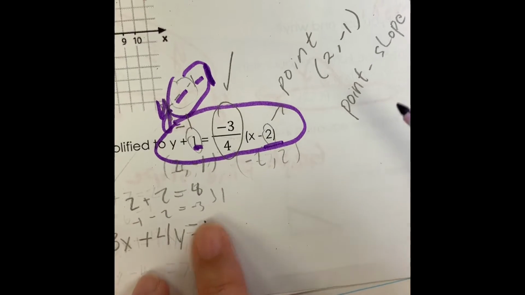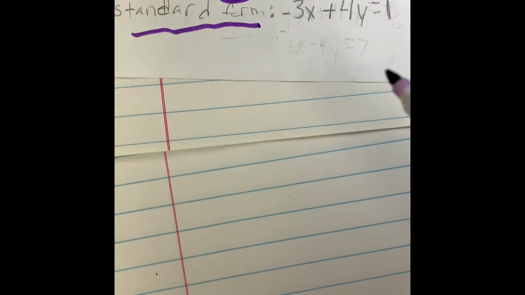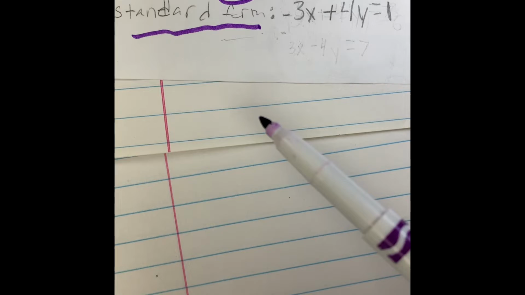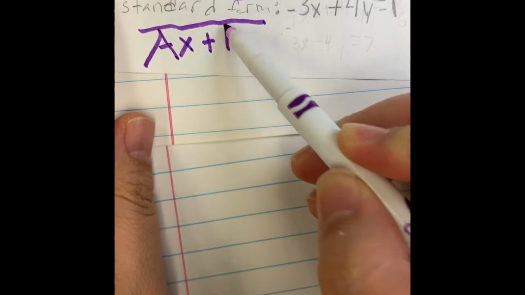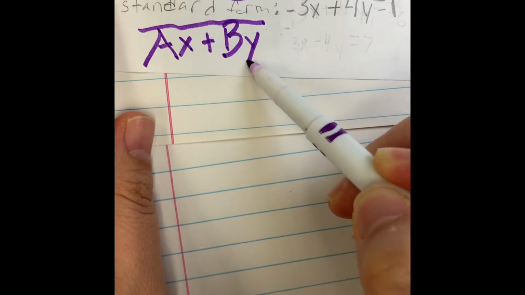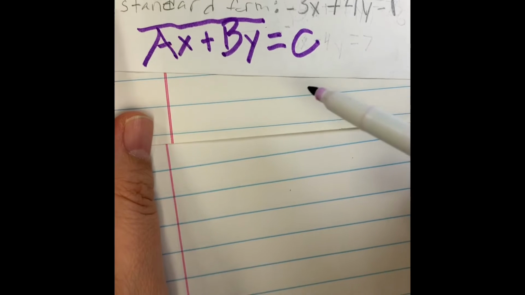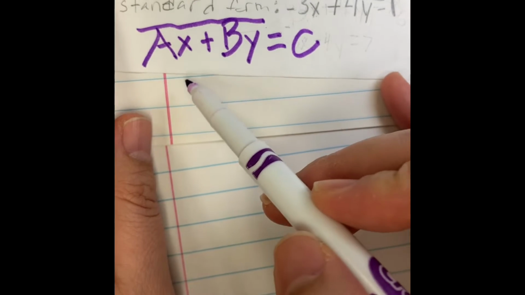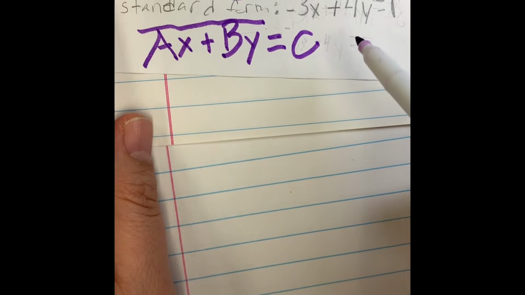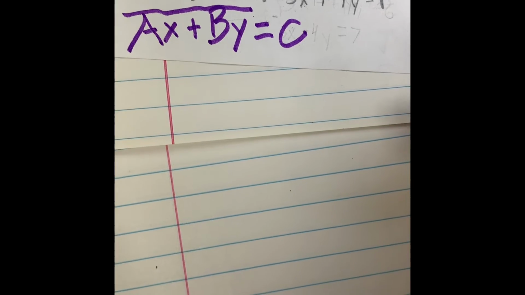Good. Now my question is, you have standard form. What is the basic form for standard? Ax plus by equals c. Thank you. So a, b, c could be integers, right? Can I have fractions or decimals for a, b, c? You could have, but you just cannot call it standard form.